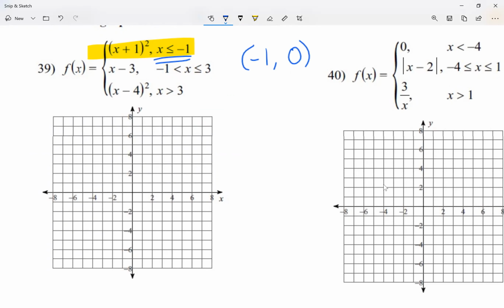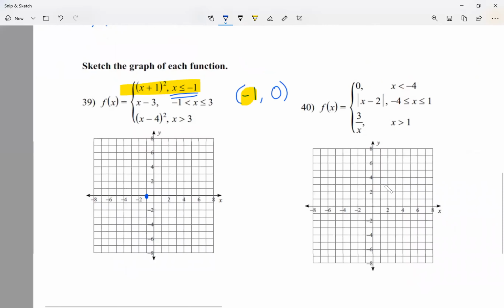I gotta ask myself, okay, I came out with the point. Is the x within the range? Yeah, it is. Okay. So as a matter of fact, let me plot this point already. (-1, 0) is right here. I'm gonna close the circle. Sometimes I might use an open circle. Sometimes I might use a closed circle.